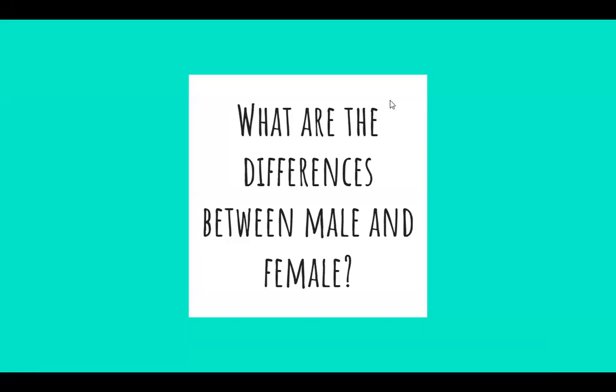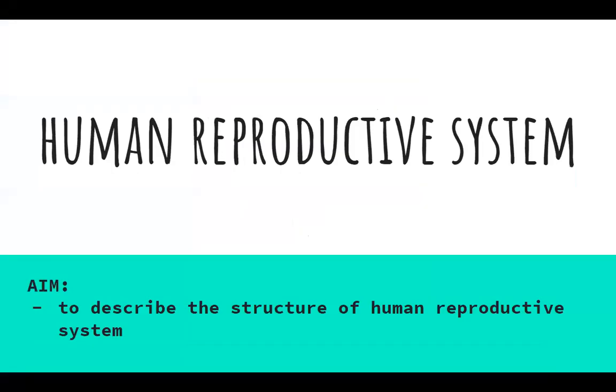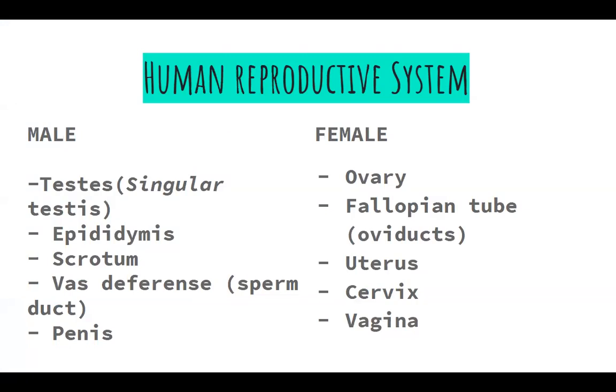So let's start our lesson from the question. What are the differences between male and female? The main differences between male and female are found in their reproductive system. So today we will talk about the human reproductive system. The aim of this lesson is describing the structure of human reproductive organs in female and male individuals.